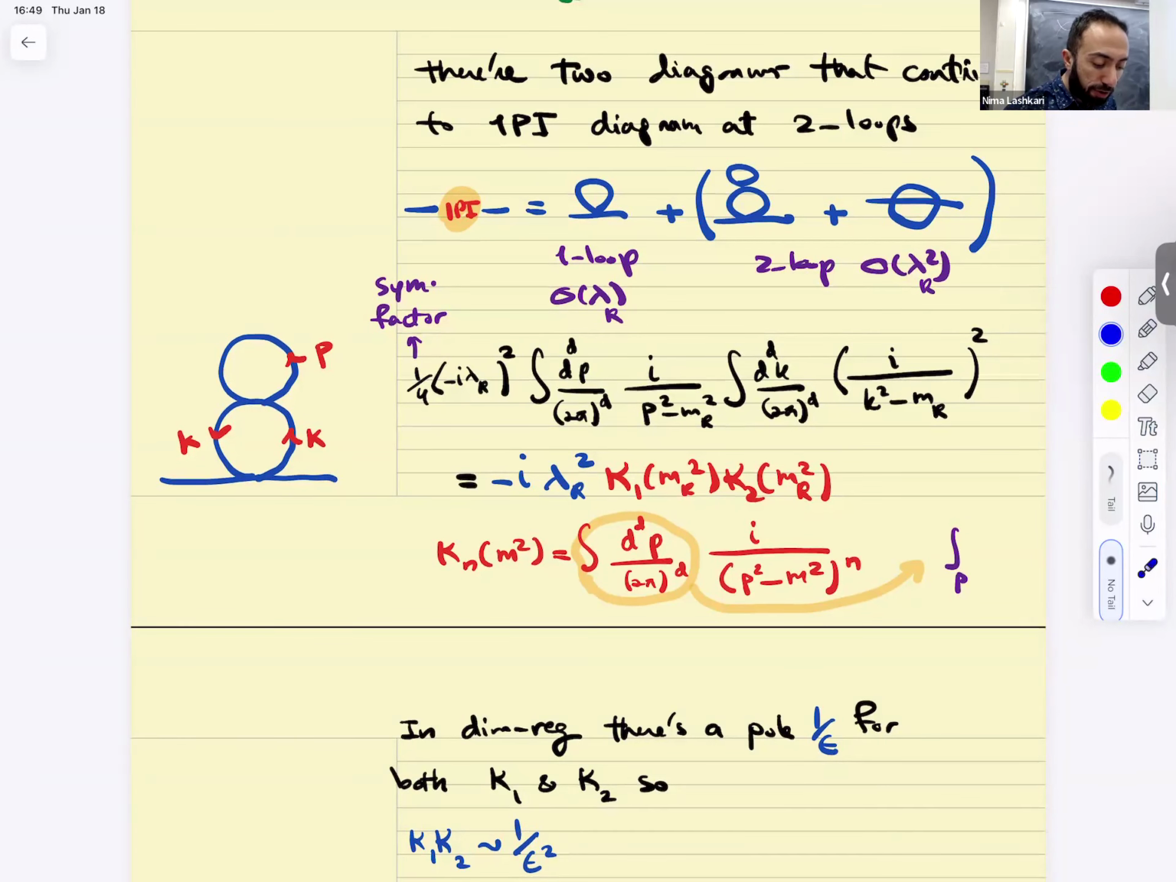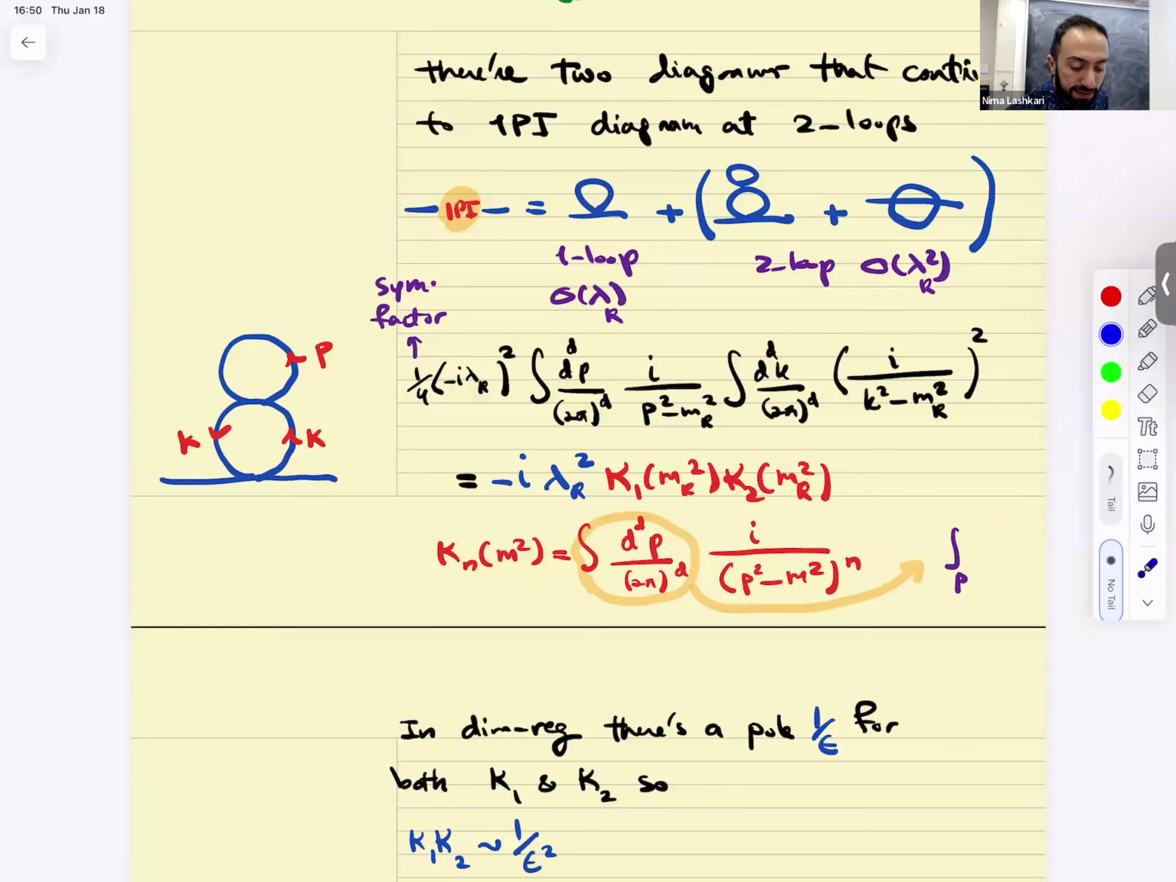You have the propagator for P. There's one propagator, i over P squared minus m_R squared. Remember that we're doing renormalized perturbation theory, so this is m_R squared. And then there are two propagators with m_R squared, which comes with a power of 2. I think I've switched my sign convention in the metric; sorry about that. My metric convention is all over the place, but if I teach this again, I'll make sure it is fixed. Good. To keep track of these integrals, it's helpful to define K1 and K2.